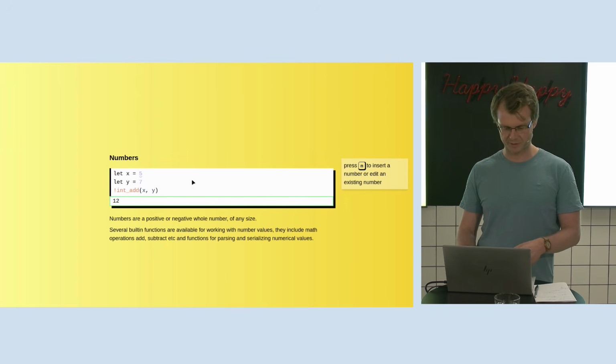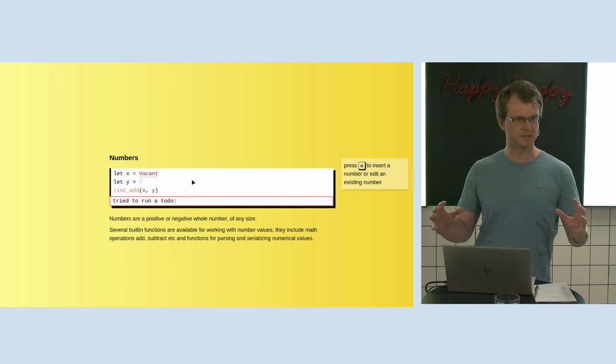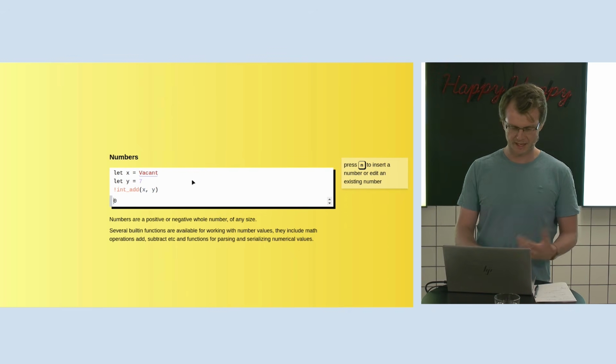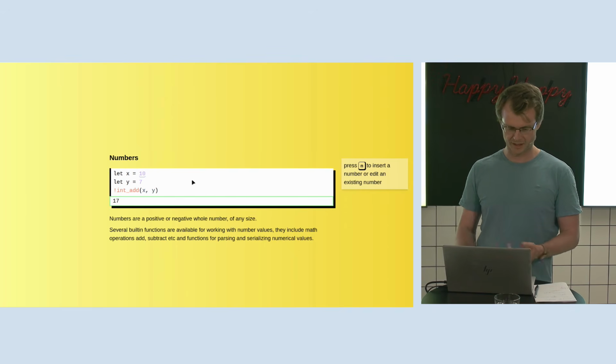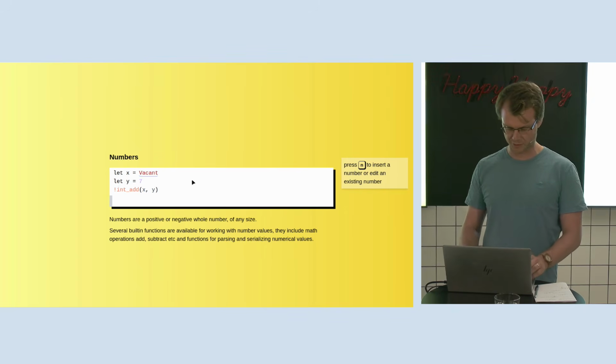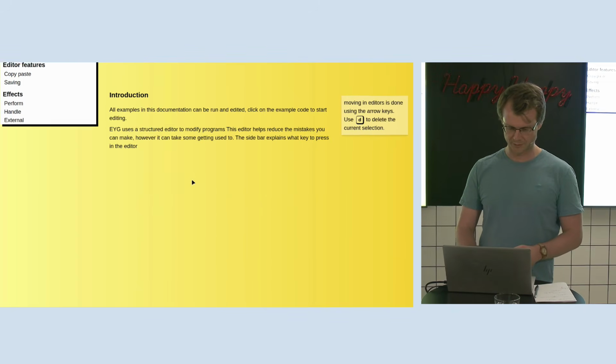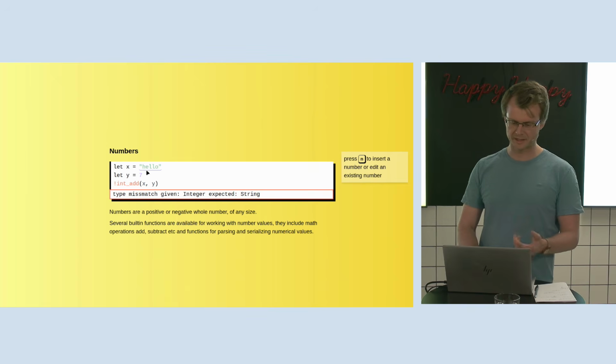Everything is structural. So if I press D, it deletes the unit in front of me. If I press N, I get a number, and it evaluates all the time. So this is now 17 at the bottom. And that's a total type system, so if we press S for a string, we go hello. Oh dear. We get a type mismatch down here.